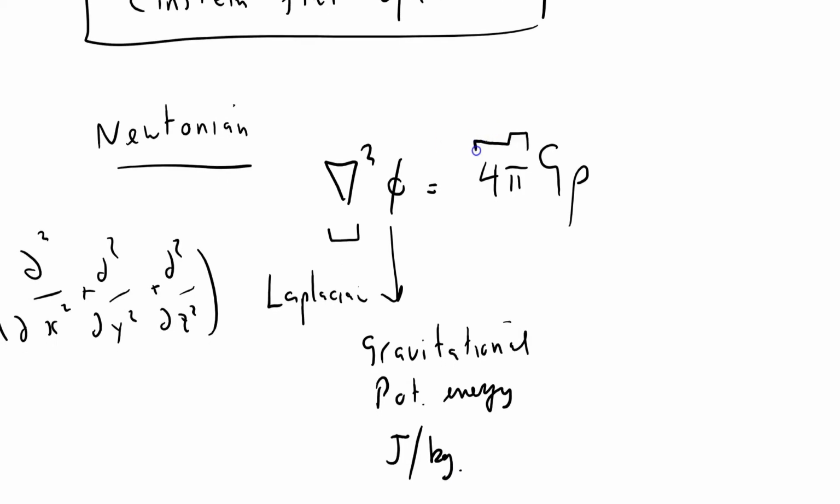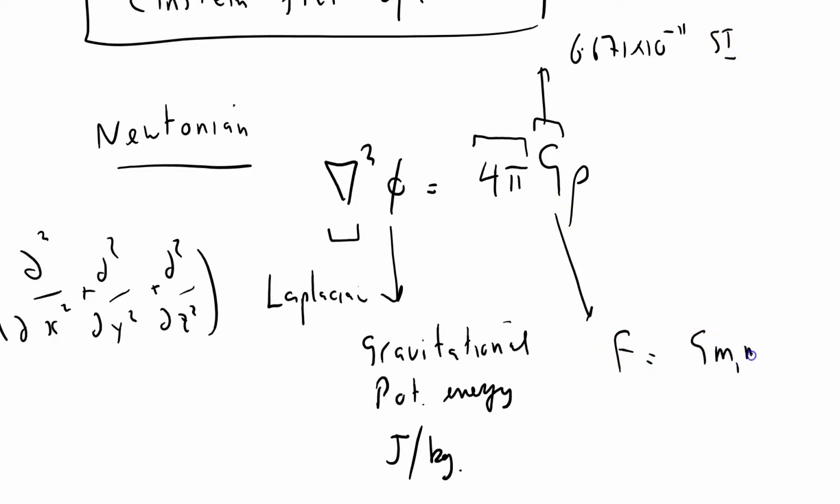4 pi is just a numerical constant. I'll come back to that numerical constant because it bothers me very much. Well, not this one, but the field equations equivalent bothers me, and I'll talk about that. This is the Newtonian gravitational constant, 6.671 times 10 to the minus 11 in SI units. So this is force equals G m1 m2 over d squared, Newton's inverse square law of gravitation, and it's this thing here we're talking about. And this is the density.